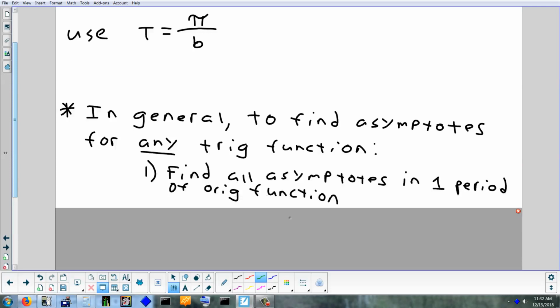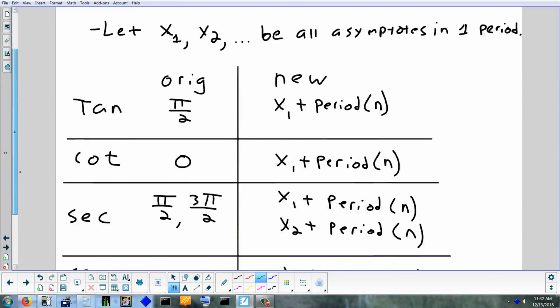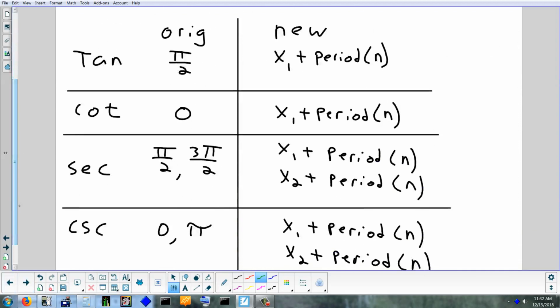Now, how do you do that? That's where the chart's going to come in. If you can remember, like, oh yeah, pi over 2, there was an asymptote for tangent. Well, that's great if you can remember it. But if you can't, this is what I'm going to give you in a second. It tells you, for every trig function, where are the original asymptotes? Remember, tangent and cotangent only have one asymptote per cycle. So that's the originals.